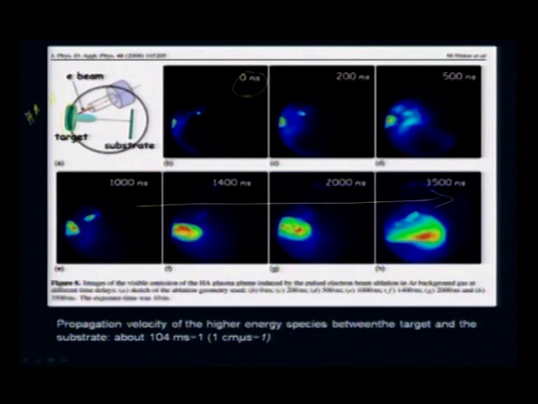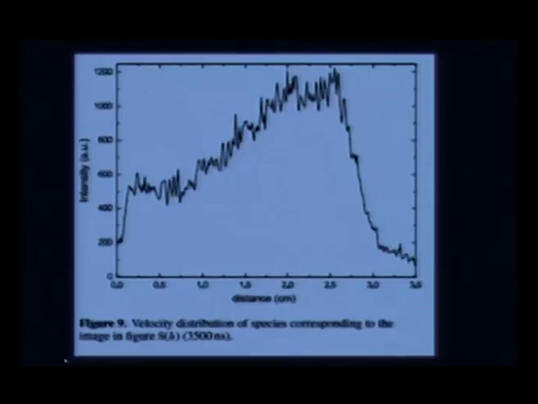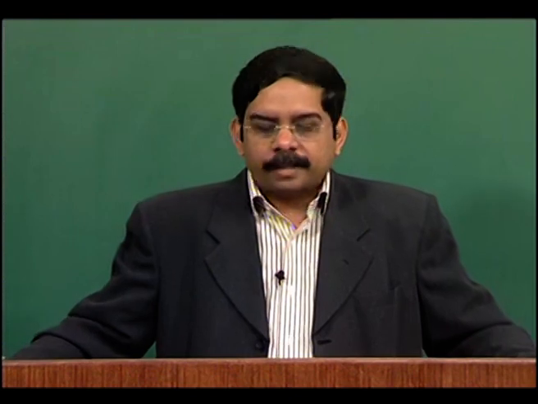The mapping of these flashes gives us an idea about the stoichiometry and how the plume dynamics can control the end stoichiometry of the film. This figure gives us the velocity distribution of the species corresponding to the image taken from the previous example of hydroxyapatite.